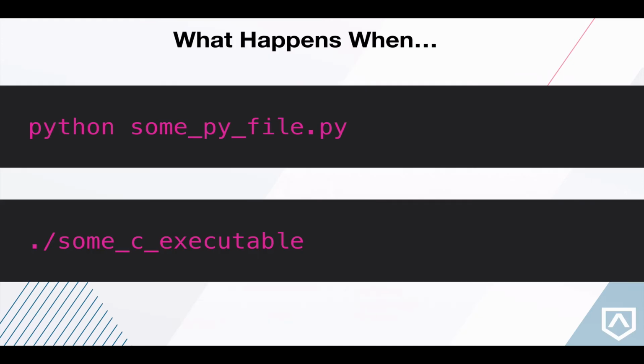Okay, so moving on, let's actually answer the question now of what happens when we execute some of these commands, when we execute some Python file or some C executable. So far we've talked about the background of what processes are, how they're represented, how the operating system sees them, and things like that. We haven't actually answered the question yet of what happens when we execute the command.